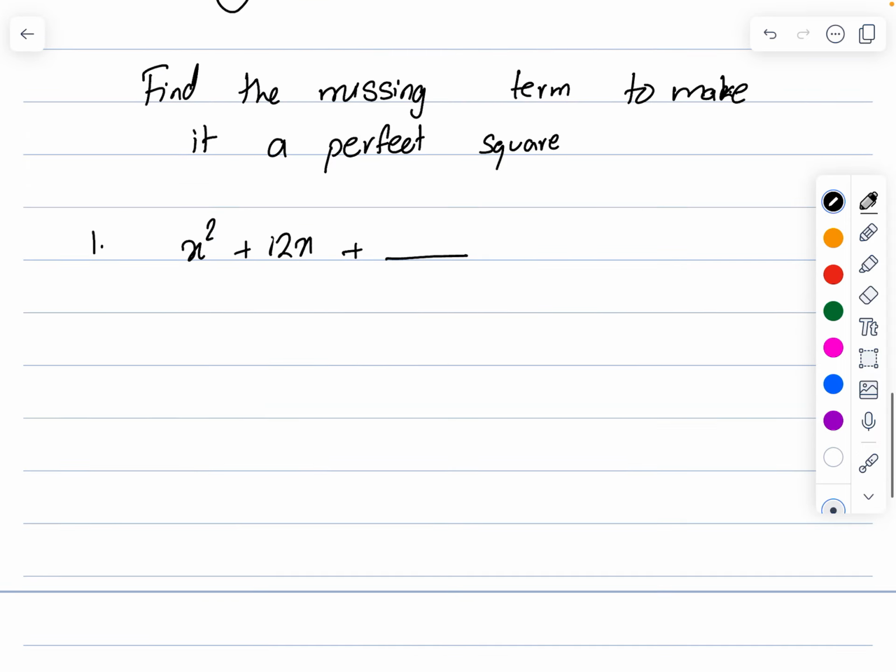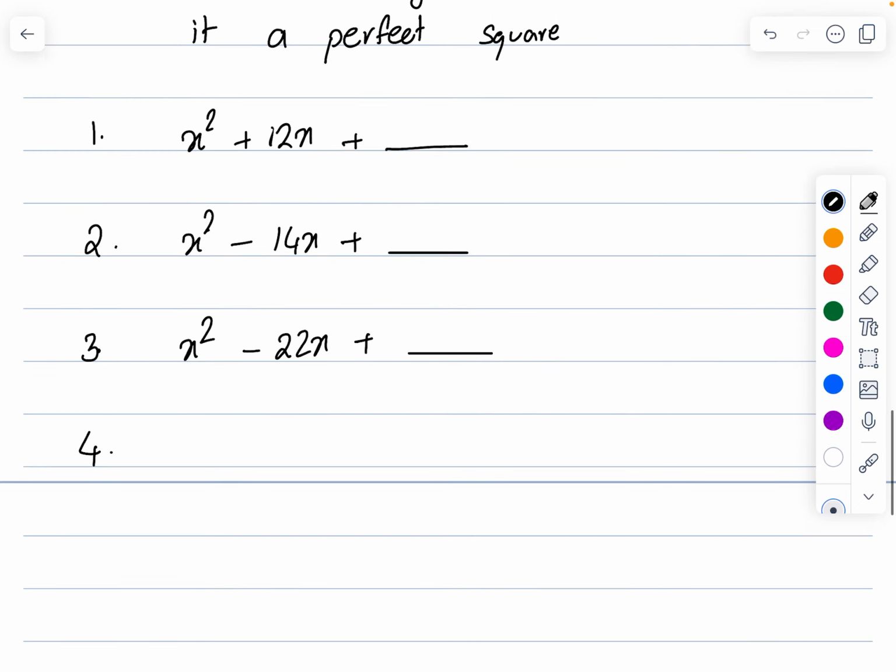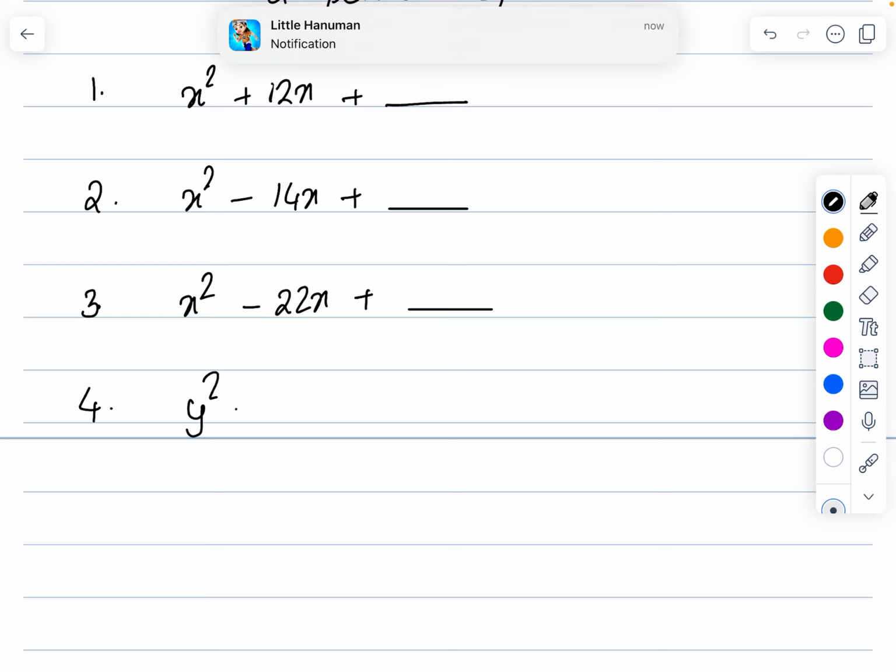I will write two to three questions at a time. So x² - 14x + blank. Similarly, x² - 22x + blank. And maybe a fourth question, y² - 18y + blank. So what should be these blanks?